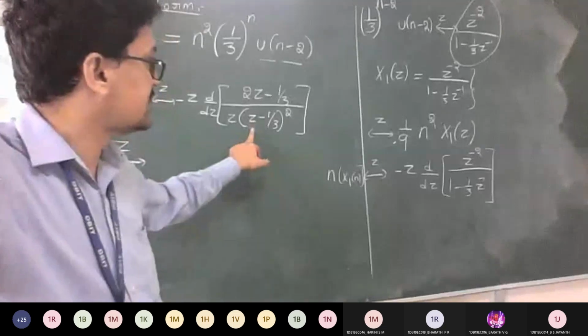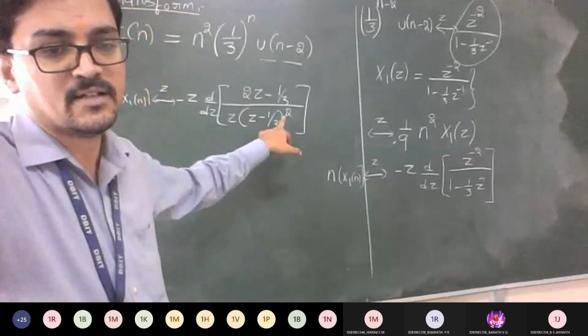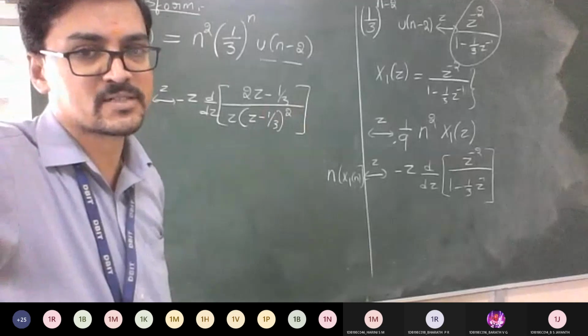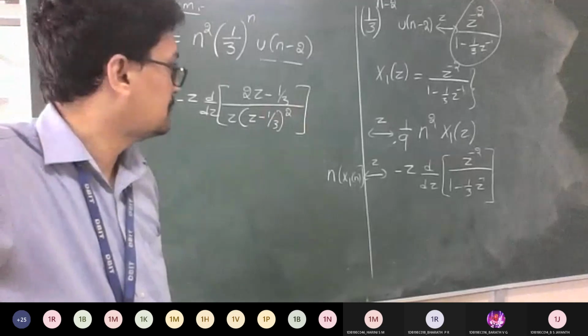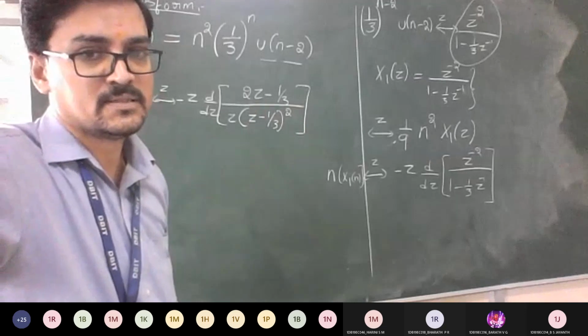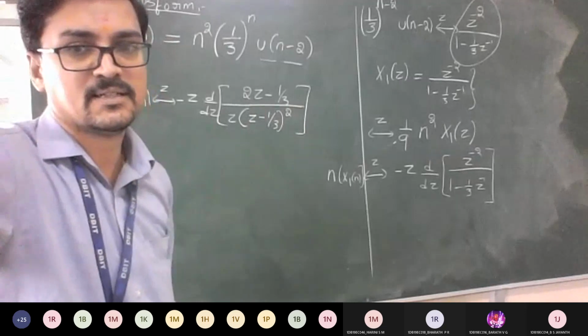Anyhow, z minus 1 by 3 whole square is there, so it becomes power 4 because it is denominator square. Similarly, z becomes z square. Simplify and tell me the answer.